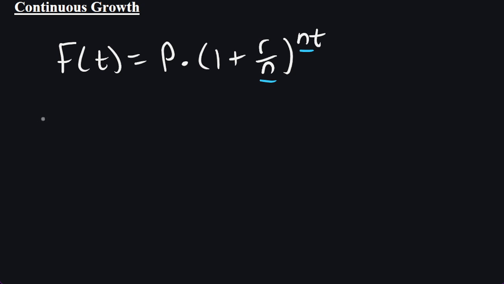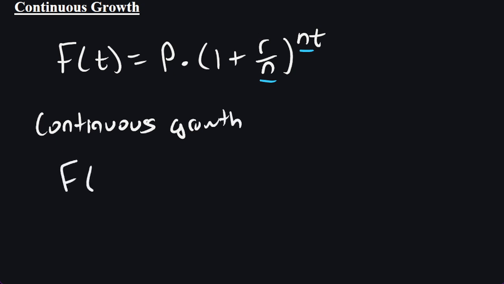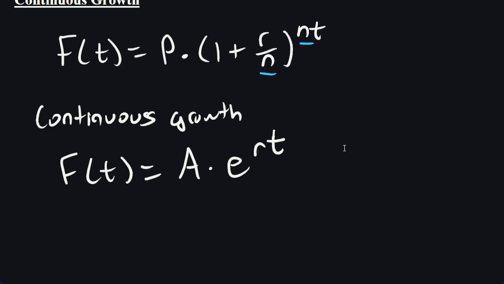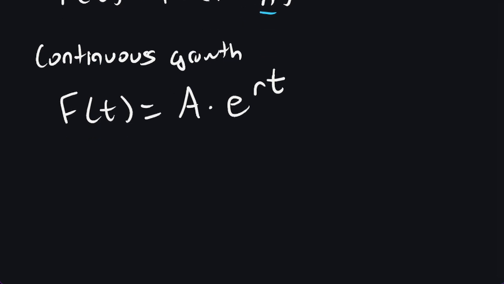Now, if compounding was continuous, so if we had a continuous compounding rate, or if we had continuous growth, then the function would look like this. F of t equals a times e to the rt. So what are all these values?